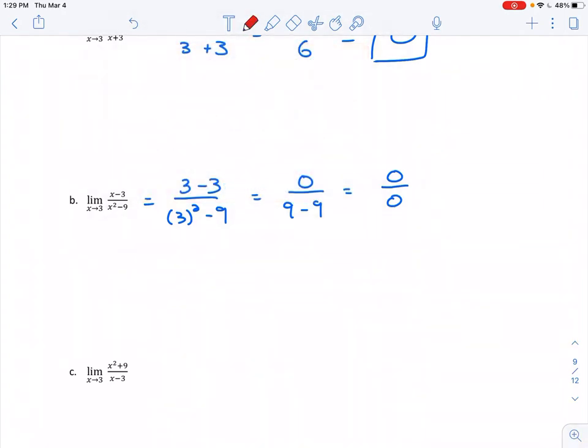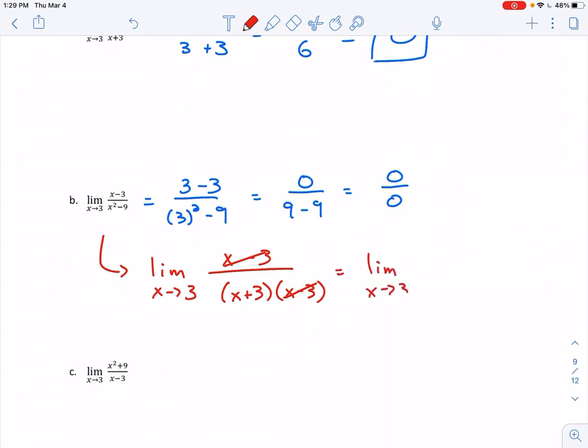So those of you that might have noticed that the denominator can be factored, let's go ahead and do that. Limit as x approaches 3, we've got (x minus 3) divided by (x plus 3) times (x minus 3). In this case, I've got that common factor of x minus 3 in my numerator and my denominator, so I can cancel it out. And I'm left with the limit as x approaches 3 of 1 over (x plus 3).